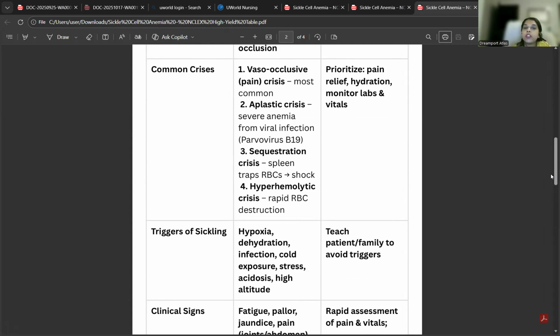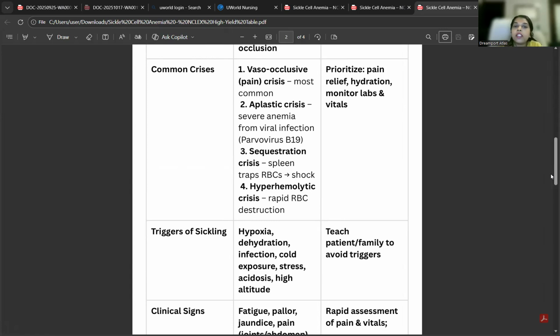Okay. And the next one is dehydration. When there is dehydration, what will happen? Only the sickle-shaped RBCs will occlude the blood flow, and it can cause inadequate blood supply and lead to hypovolemia. That means dehydration can worsen the sickling of the RBC.